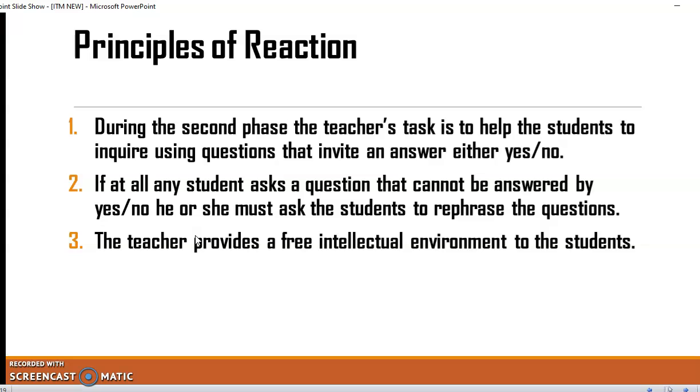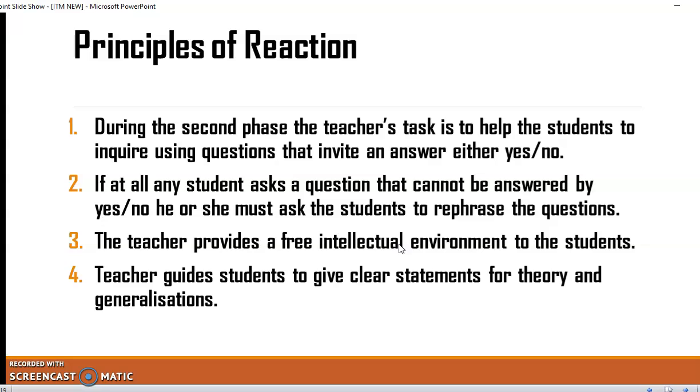The third point is that the teacher provides a free intellectual environment to the students. We are supposed to provide them a free intellectual environment because they need to be comfortable while doing the process, and if they are not, they won't be able to ask questions to you. So you need to be very approachable and very free with them while the process is going on.